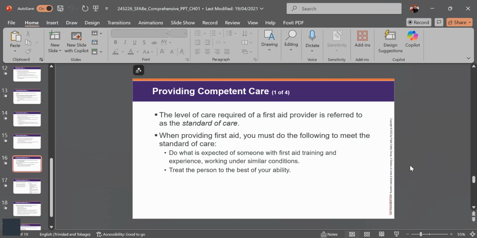And whether you're a first aider, a first responder, an EMR, an EMT, or a physician, whatever level of the field you are in, there is always something we refer to as the standard of care. And for your respective category, there would be a different standard of care. In the case of a first aider, the level of care required of a first aid provider is referred to as the standard of care. Okay, and we go on to explain this now.